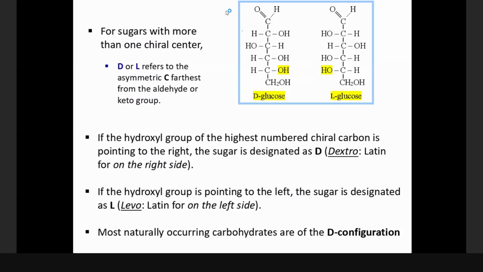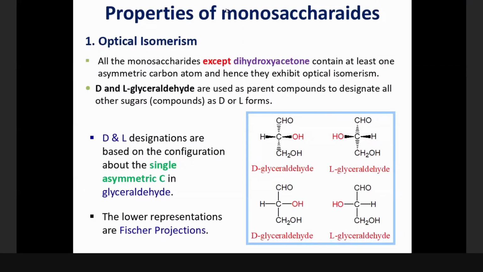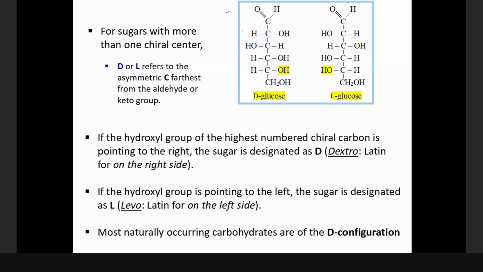Here, mind you, optical isomerism only refers to what? Only the position of OH. That means the spatial arrangement of OH with that of the asymmetric carbon, only that, to designate the given monosaccharide as D or L. And in nature, the D form of simple sugars is the most dominant one.